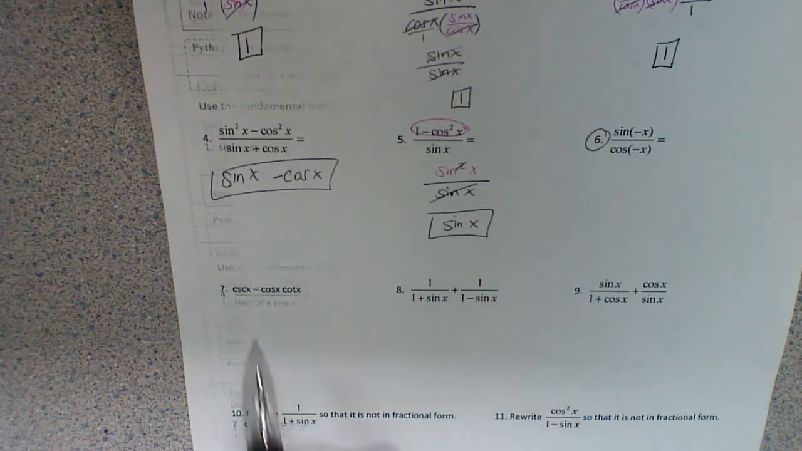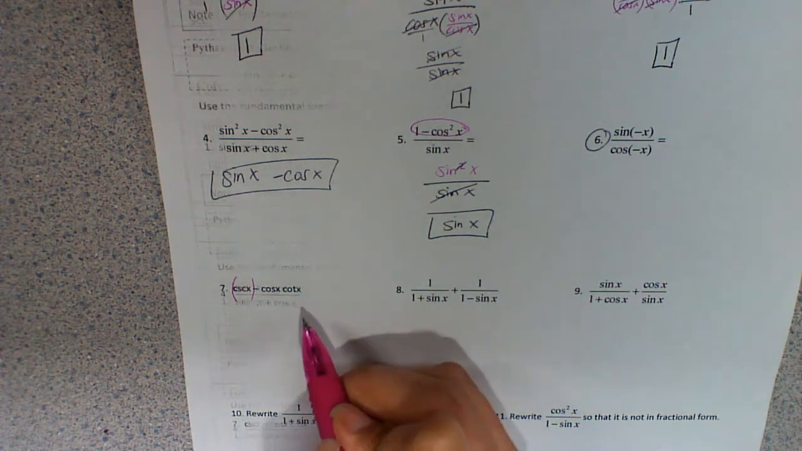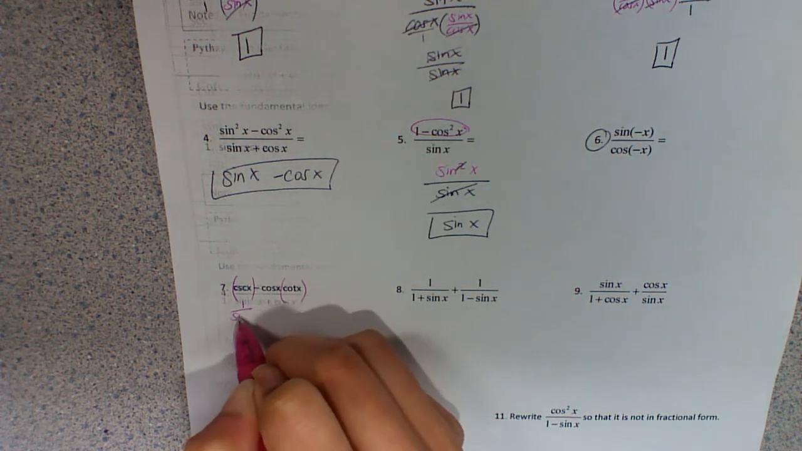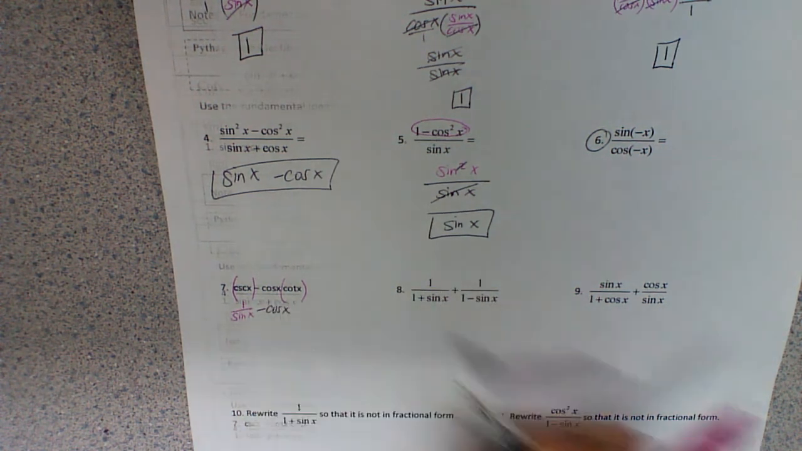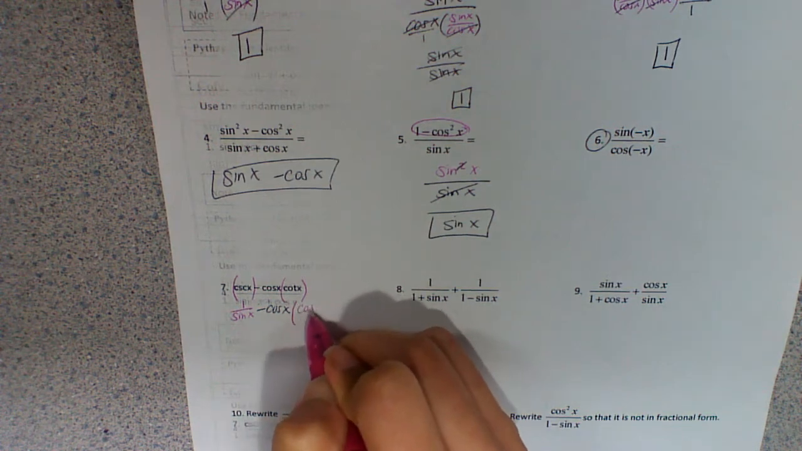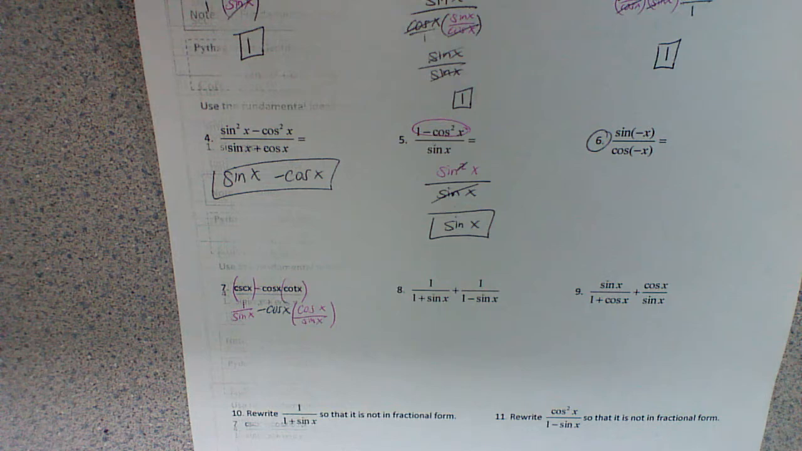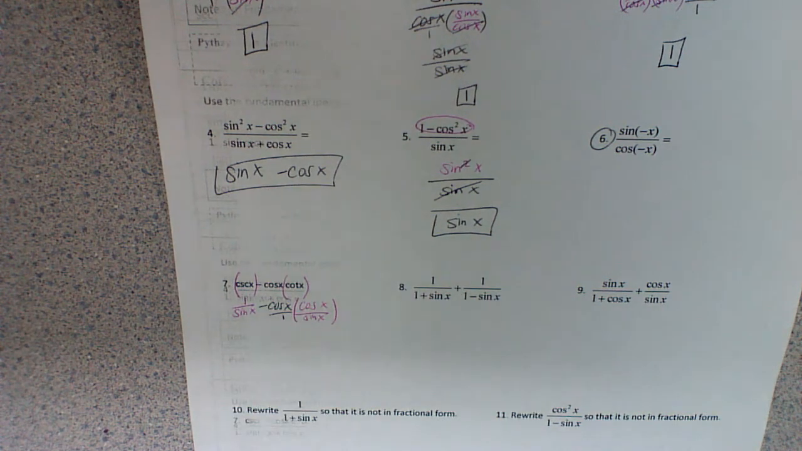Number 7, again, you want to rewrite everything in terms of sine and cos. So let's see, I can write cosecant in terms of 1 over sine. Cotangent I can write as cosine over sine. So let me go ahead and do that. Here I have 1 over sine of x minus cos of x that I can't do anything to, and cos of x over sine of x. Okay, so here I'm going to put this cos that was already there, that I can't really change, over 1.